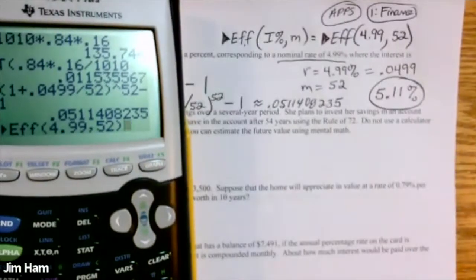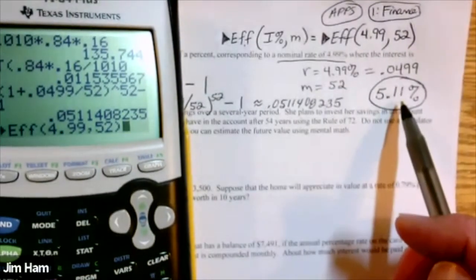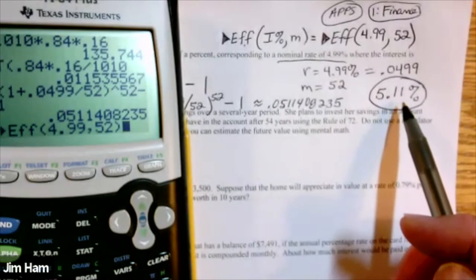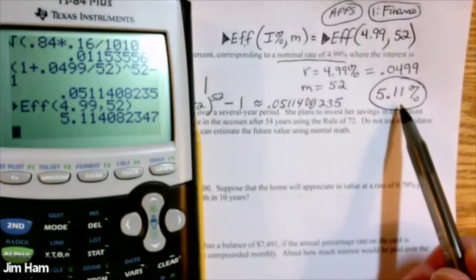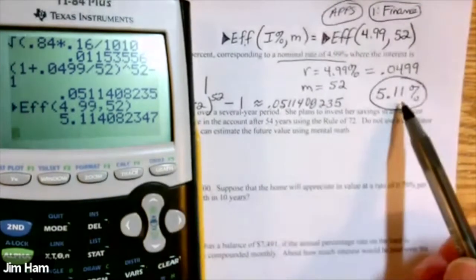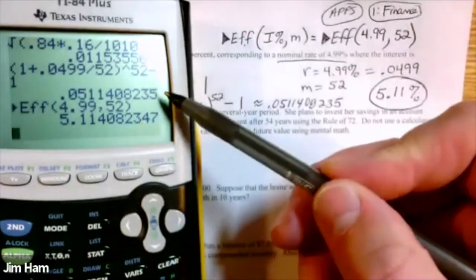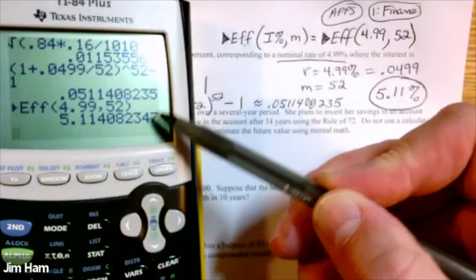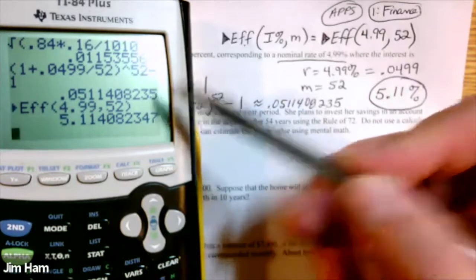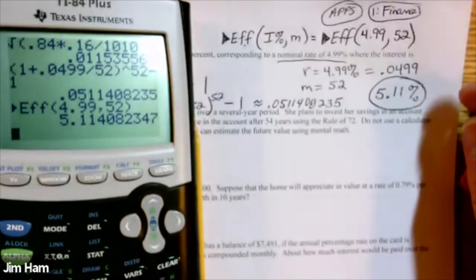So I'm going to hit enter here and then just compare what you see on the screen to our answer. You can see if you round it to the nearest hundredth of a percent, it's the same value. So using the formula, there's the number. Using the calculator function, there's the number. Notice that those are correct to 10 decimal places or whatever. Okay, next one.